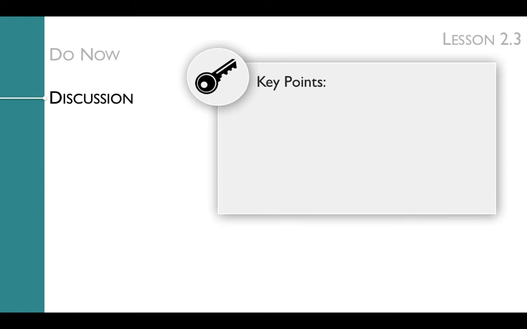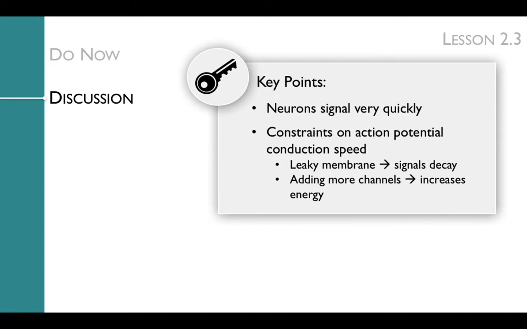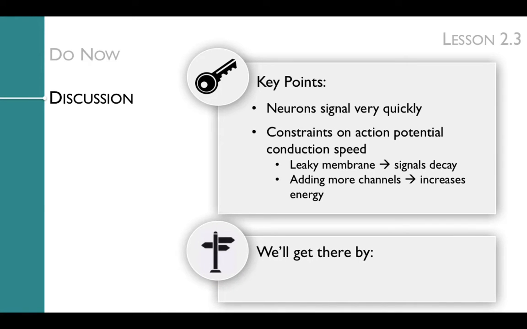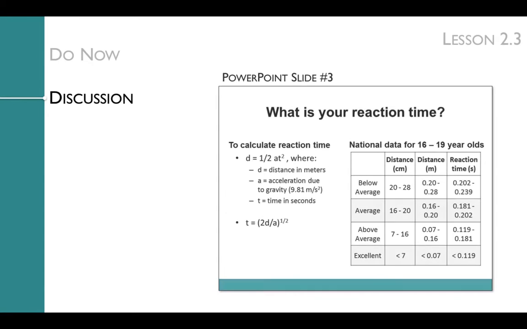The key points of the discussion are that neurons signal very quickly, and to introduce the constraints of the action potential conduction speed. First, that membranes are leaky, which leads to the decay of signals, and second, that by adding more channels, we'd increase the energy requirements for our neurons. We'll get to these key points by analyzing data from the ruler drop test and with a Socratic discussion. The discussion starts with a review of the Do Now activity.